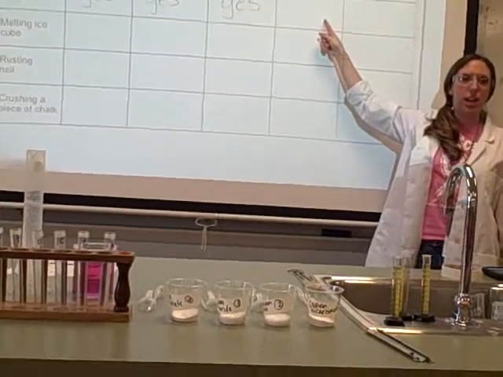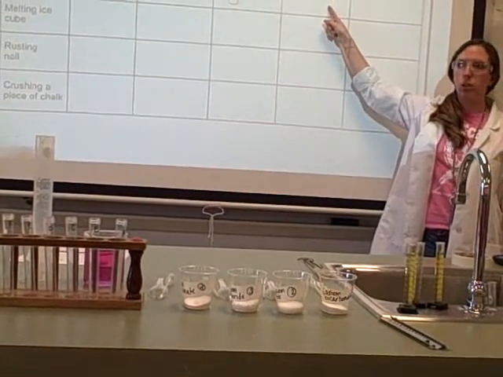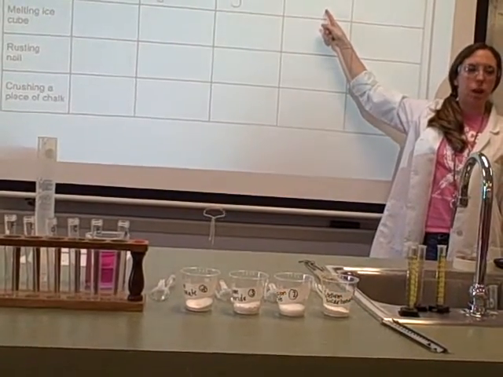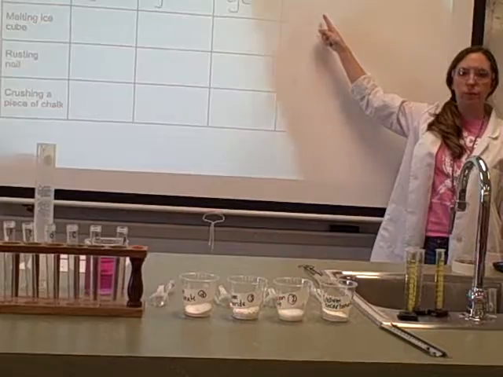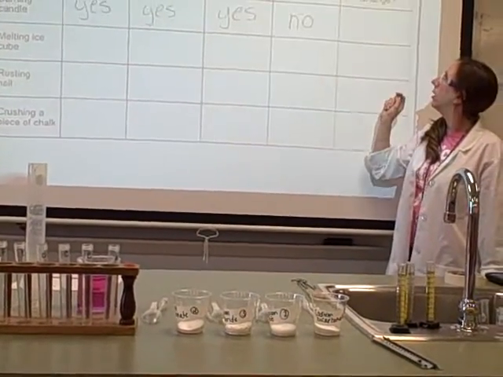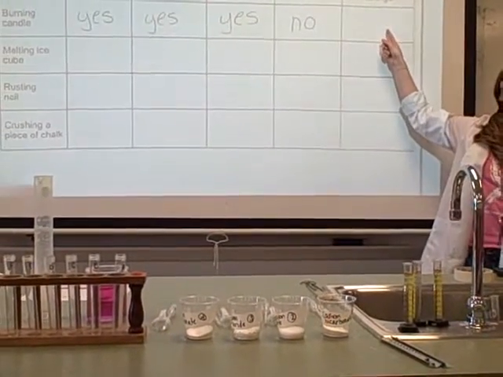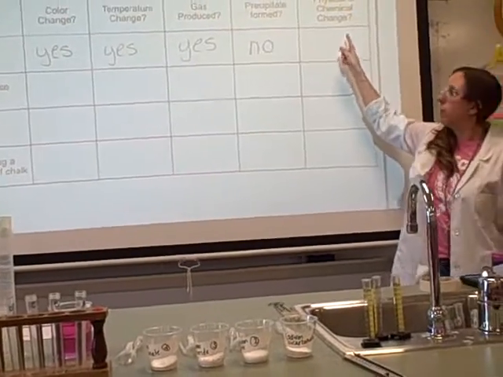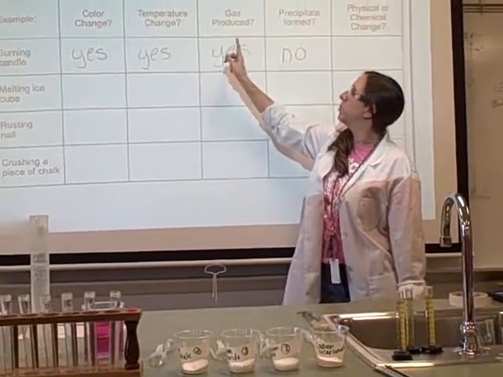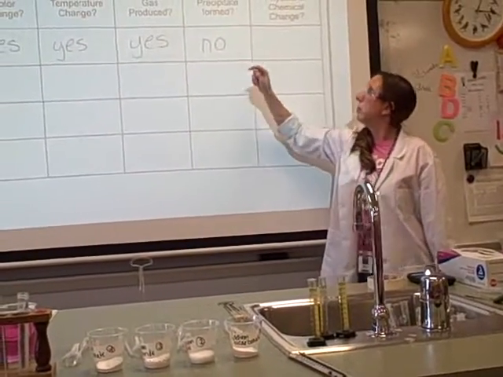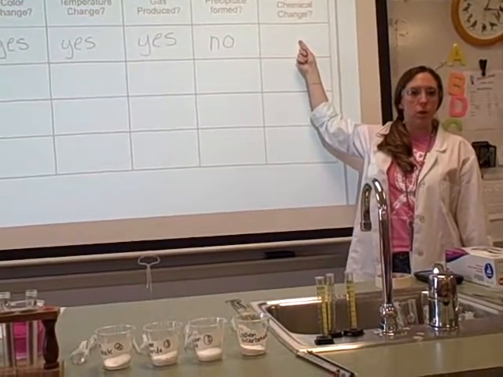Is a precipitate formed? No. There's not a new solid formed from burning a candle. So is it a physical change or a chemical change? We've got yes for color, yes for temperature, yes for gas, no for precipitate. Physical or chemical?